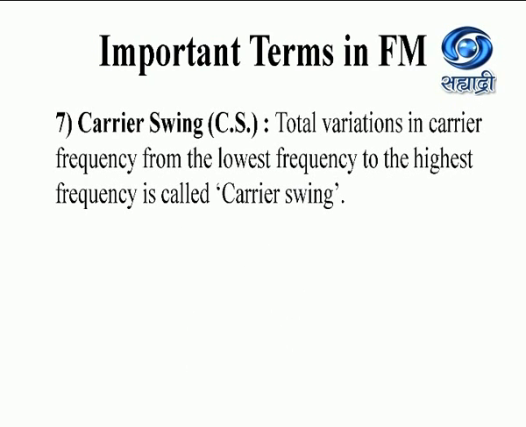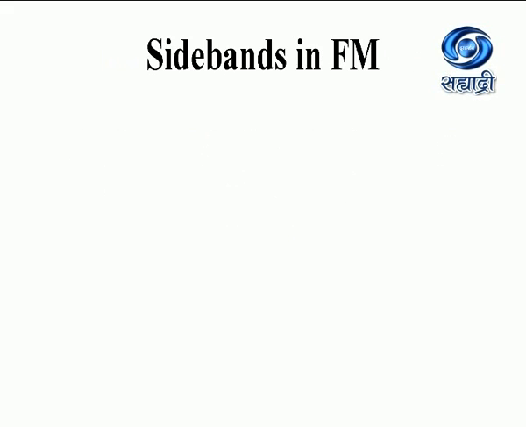Next is carrier swing, CS. The total variation in carrier frequency from the lowest frequency to the highest frequency is called carrier swing, and it can be calculated as 2FD, that is the frequency deviation times 2. So this is the variation between the highest and lowest frequency of the carrier signal.